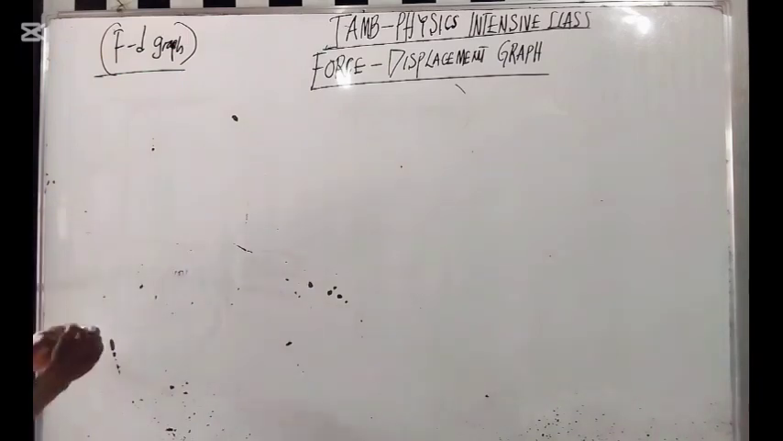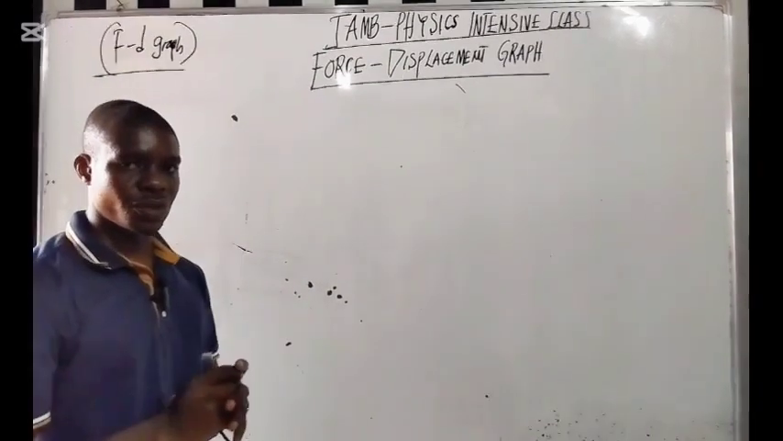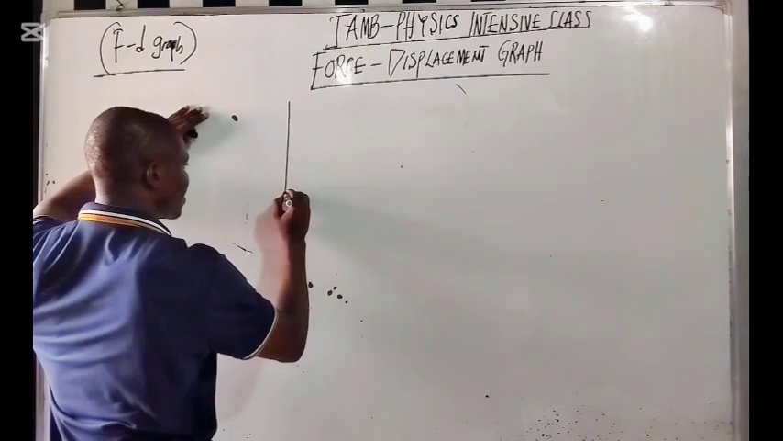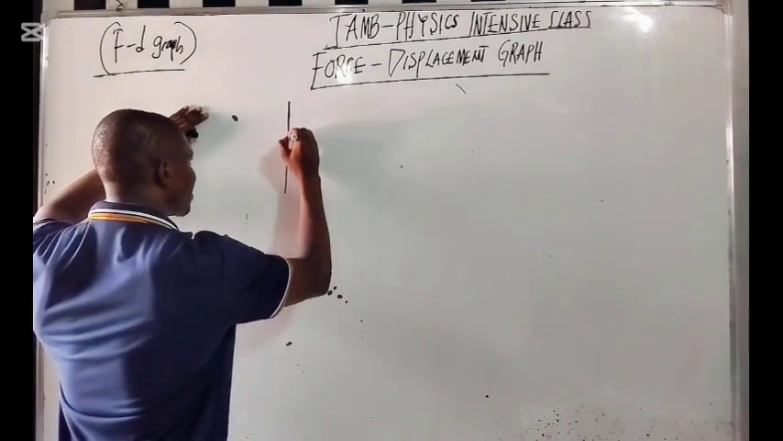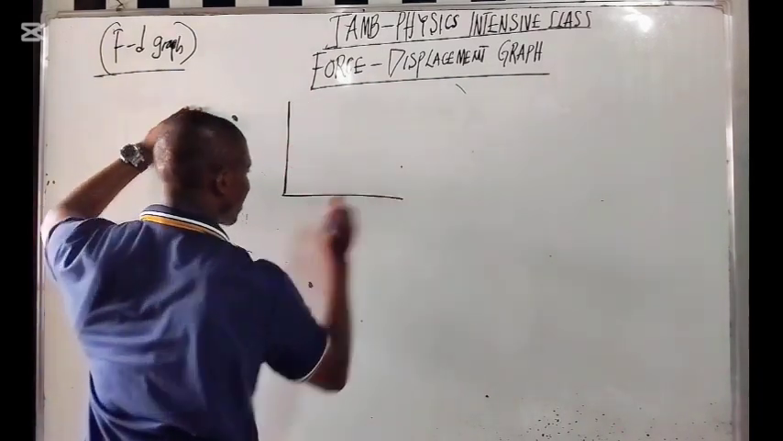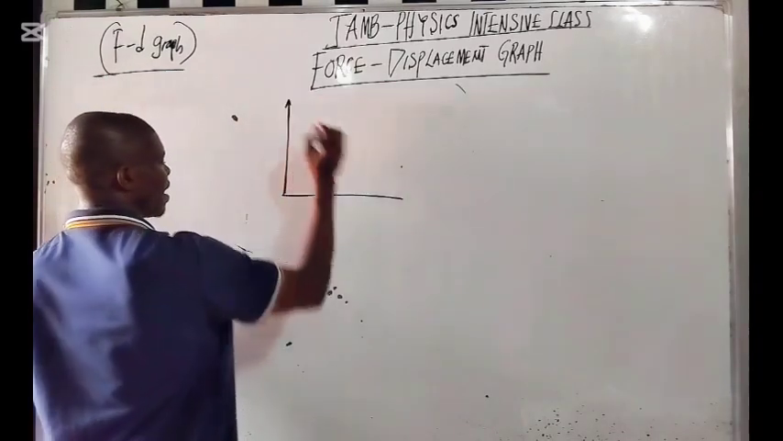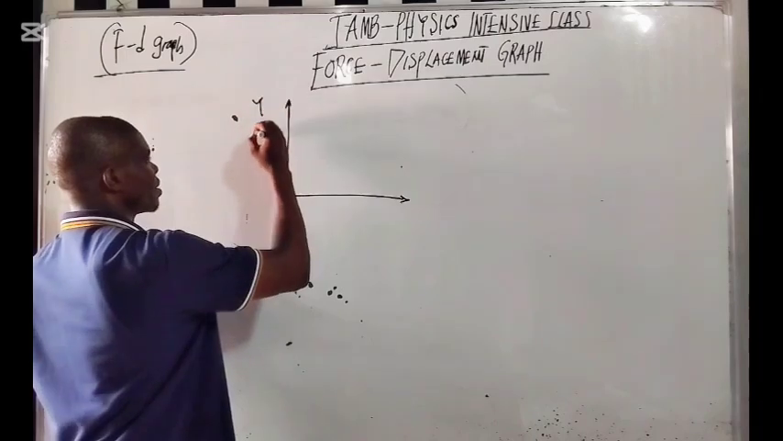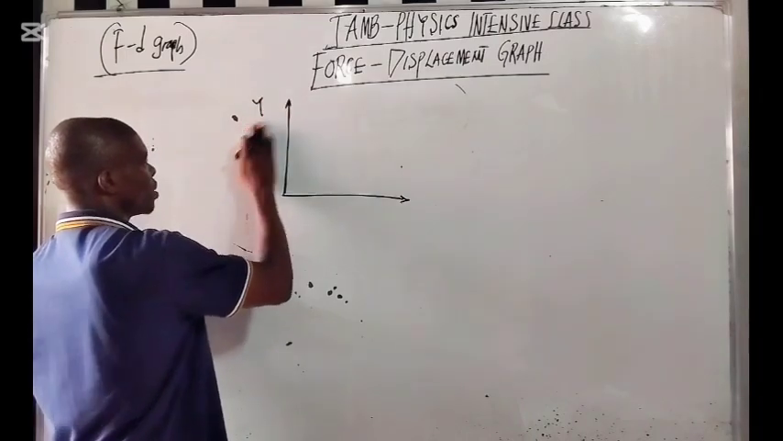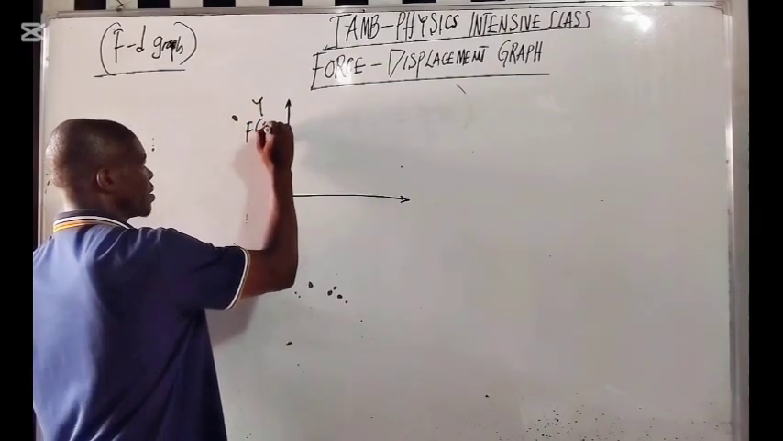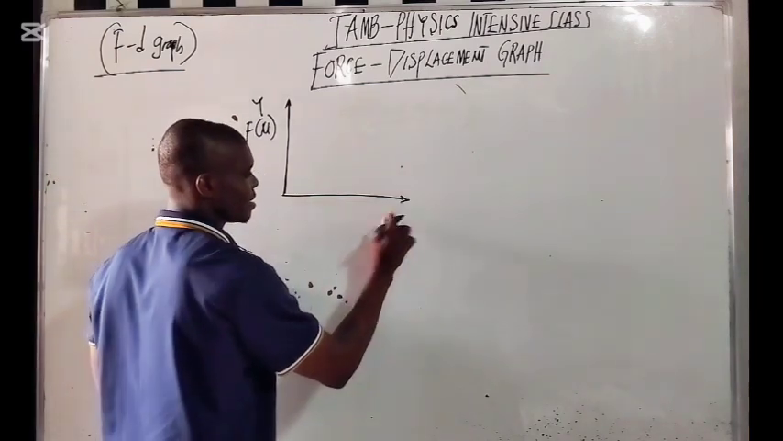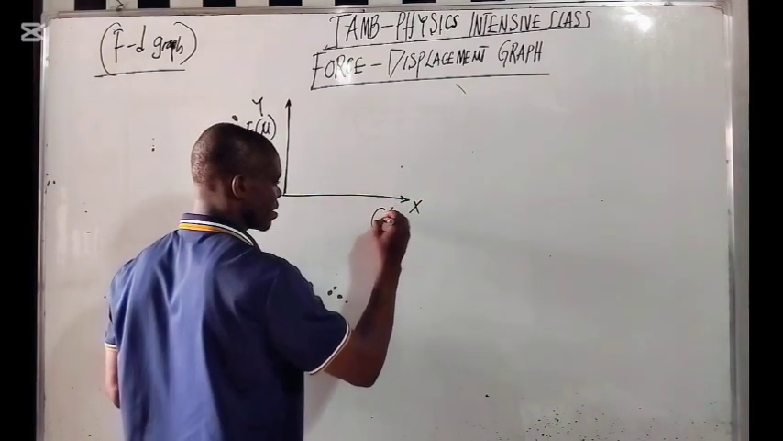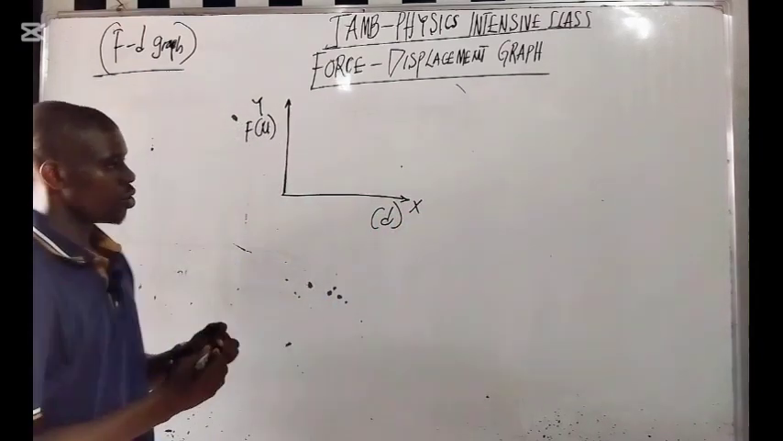In the FD graph, there's something to understand here. When you look at the graph, you have the y-axis and the x-axis. The y-axis here is the force, F, measured in Newtons. The x-axis is the distance, or displacement.